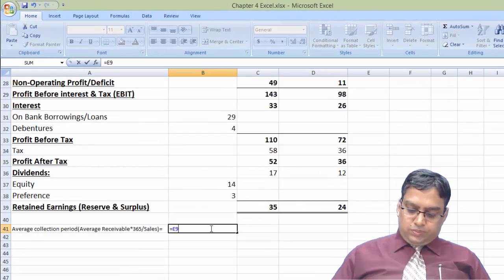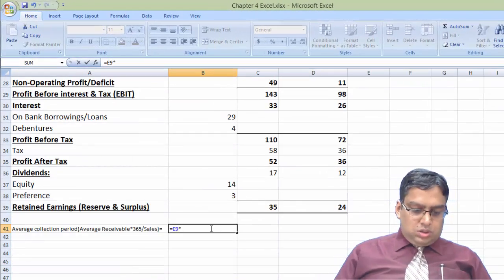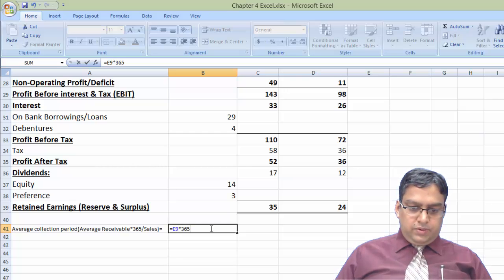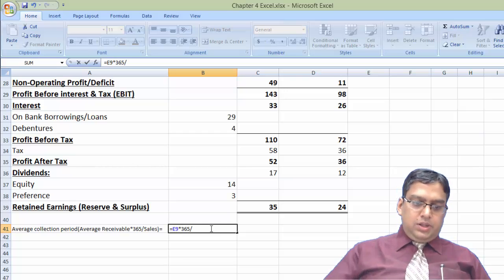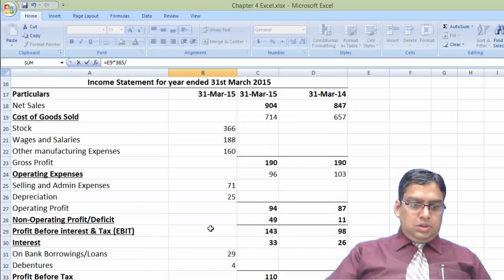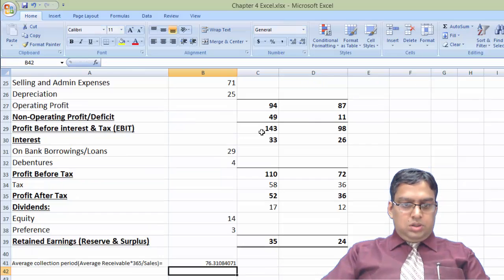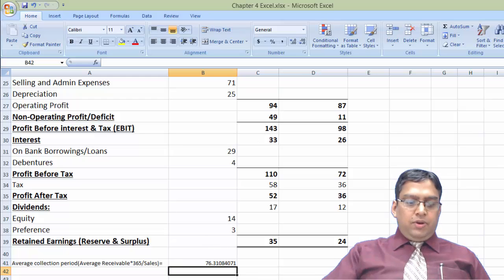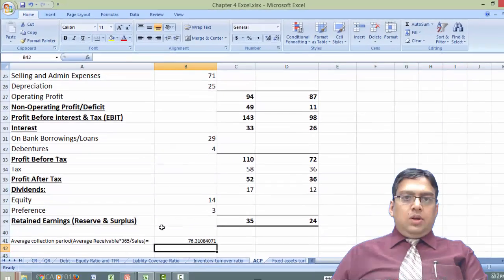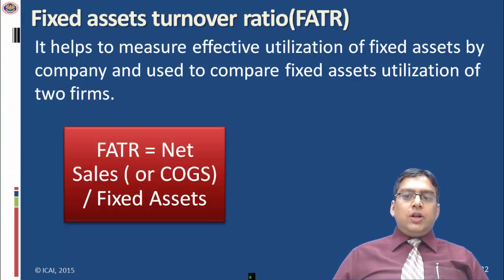multiply by 365 and divide by sales, that is C18. That is the average collection period, that is 76.310. Next is fixed asset turnover ratio, FATR.